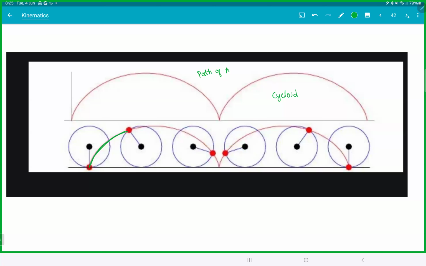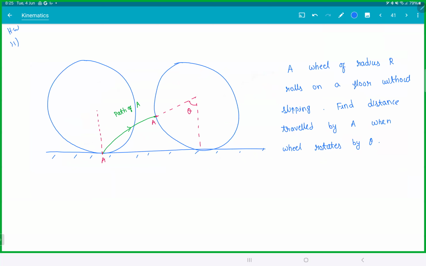You're getting what I'm asking? This is how the point A goes. If you actually tie a ribbon or something to your cycle wheel, and you use the cycle, this is how that ribbon goes. It just jumps like this. Is the question clear, everyone? Give it a try. It's a pretty good one, right?